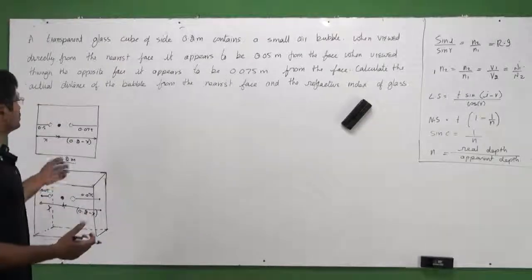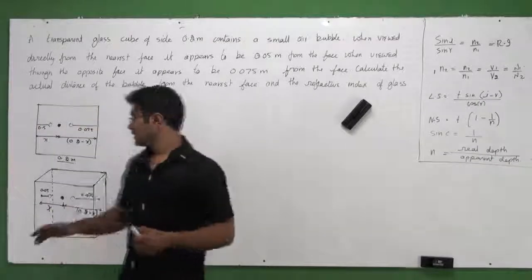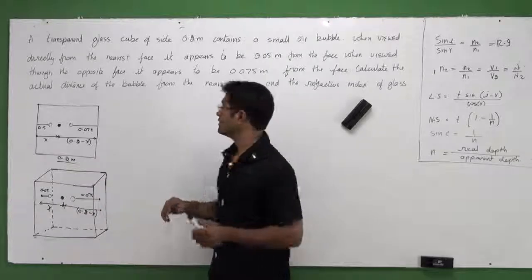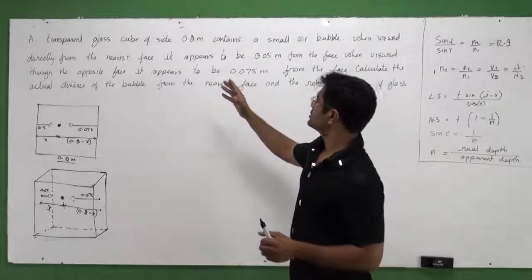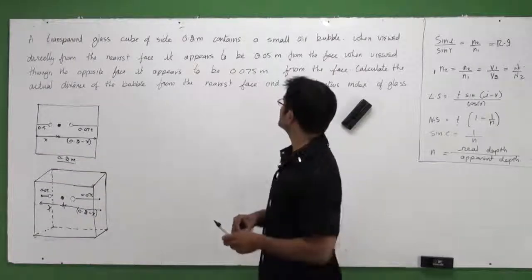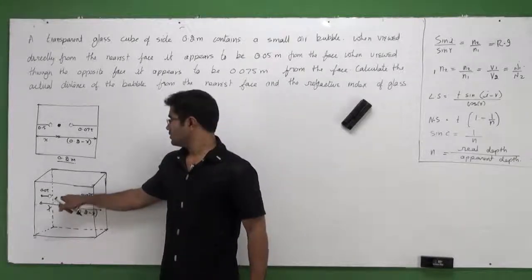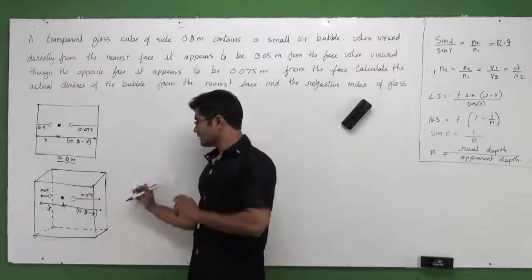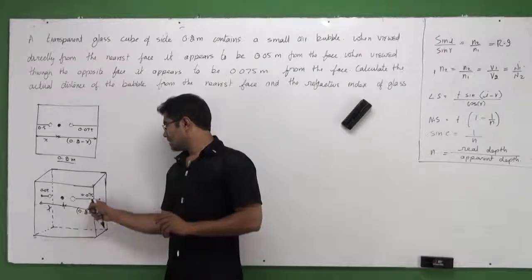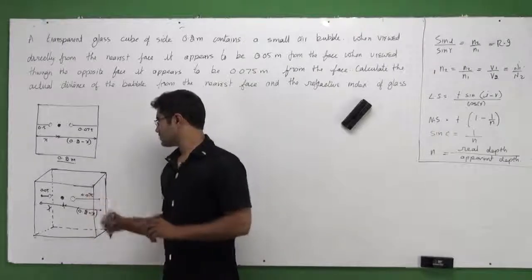A transparent glass cube. Okay, this is a cube. I've drawn a three-dimensional image here so that you can understand better. There are 6 faces, a box kind of thing. A transparent glass cube of size 0.2 meters, that is the length of one side is 0.2 meters, contains a small air bubble. Now if I see it from this face, I can see that this bubble appears to be a little nearer to me, and the apparent depth is given as 0.05 meters.